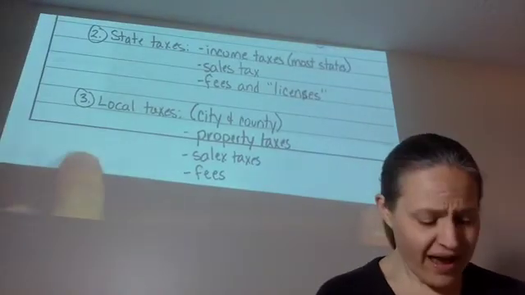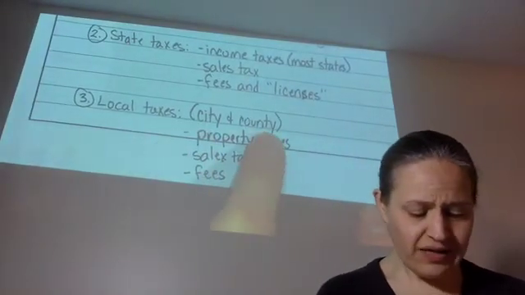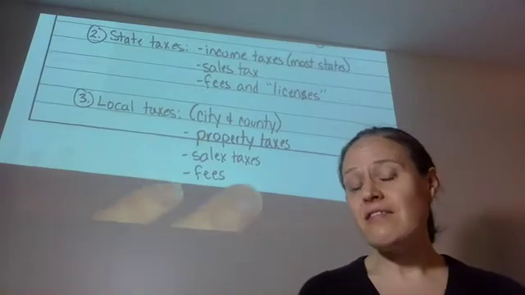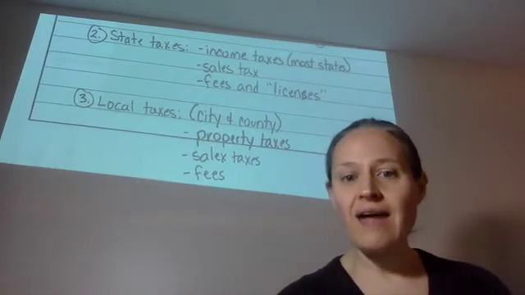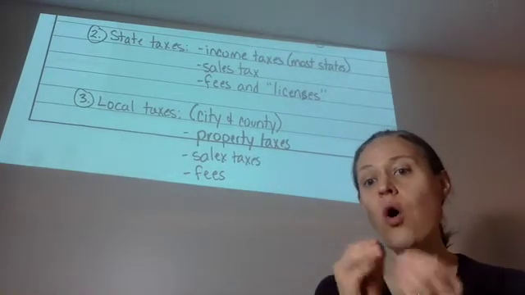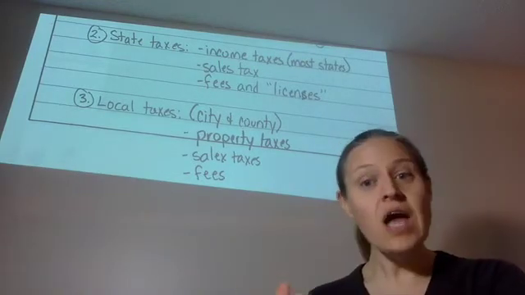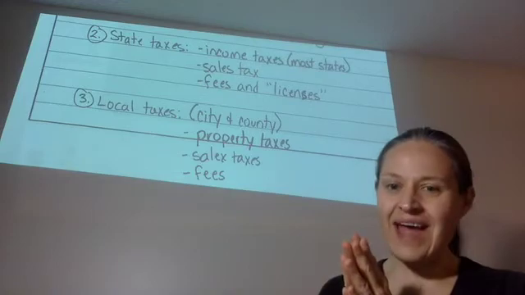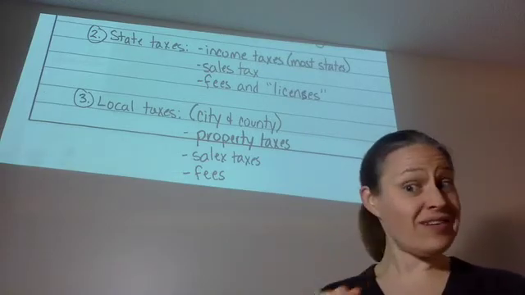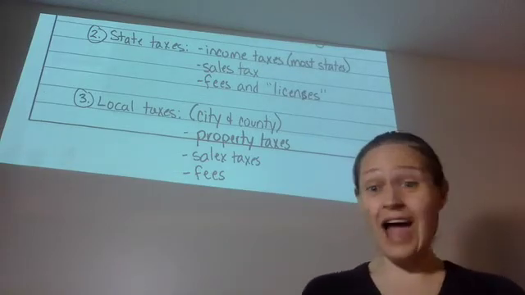And then our local taxes, which go to the city and the county. Property taxes are the biggest local tax that people have. If you own property, if you're not a renter but you own your home, you pay property taxes. And property taxes are going to be different in different cities and in different counties.